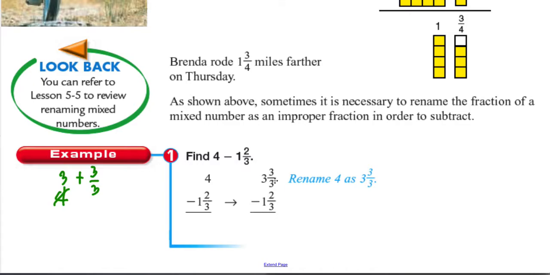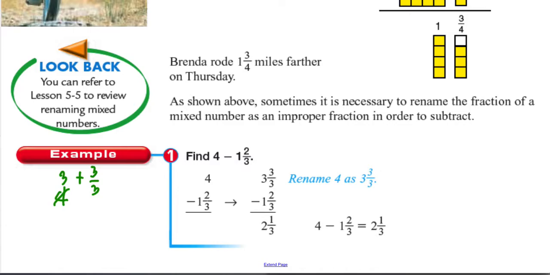Now you can subtract 2/3 from 3/3. That becomes 1/3, and subtract 3 minus 1 will give you 2 1/3. So 4 minus 2 1/3 will be equal to 2 1/3.